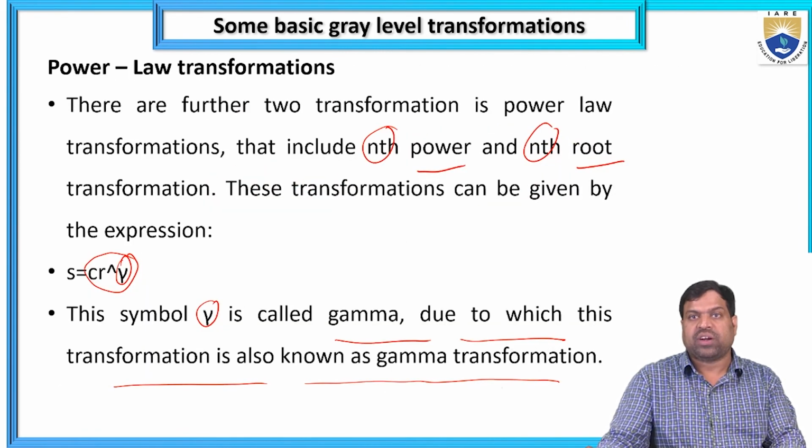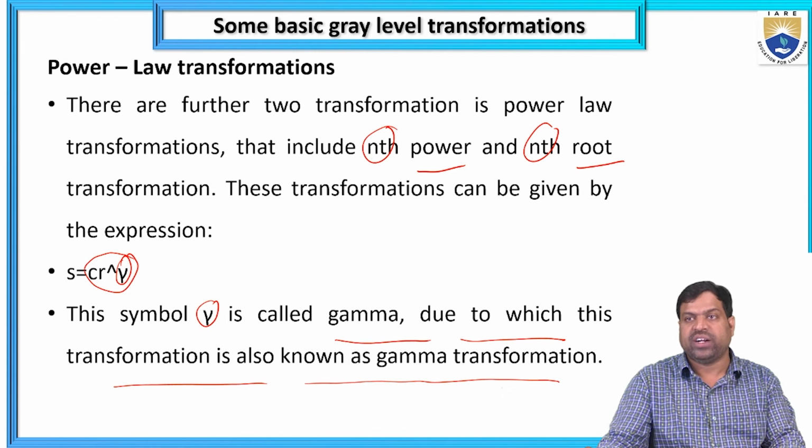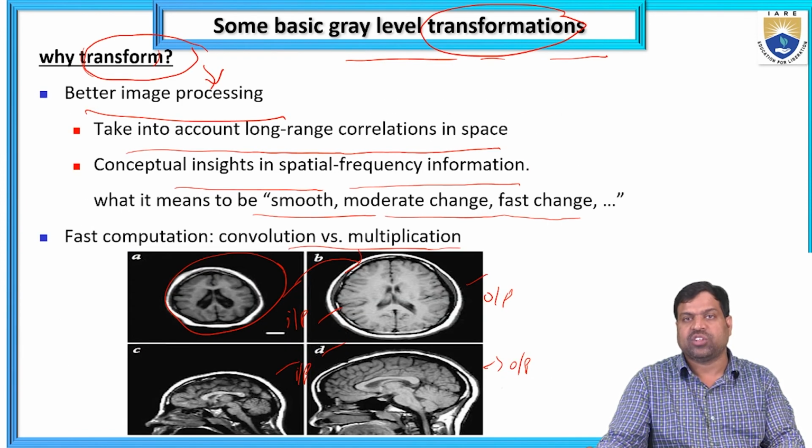Next one is a power law transformation. There are two further transformations in power law transformation, which include nth power and nth root transformation. These transformations can be expressed as S equal to C R to the power gamma. So gamma is a constant value. It is a transformation value. It is a gamma transformation.